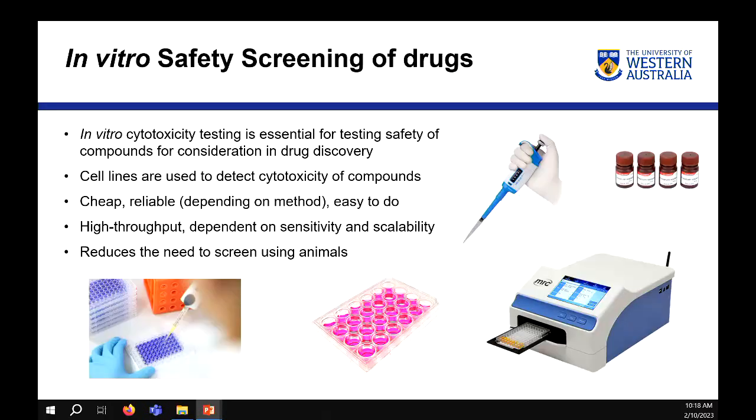So now I'm going to move on to talk about in vitro safety screening of drugs. In vitro safety screening generally uses cell lines to detect cytotoxicity of compounds, and they're fantastic because they're cheap, they're reliable, depending on the method, and they're very easy to do.